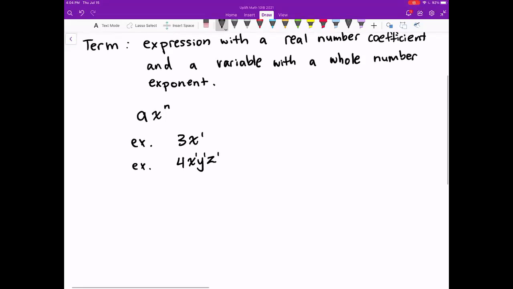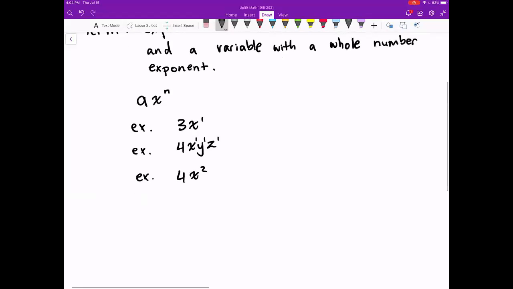So we can also have a third example. We have 4x squared. In this case, our coefficient is 4, our variable is x, and our power is 2.